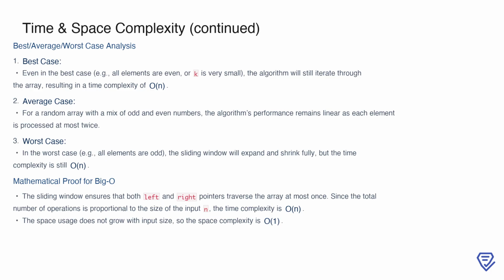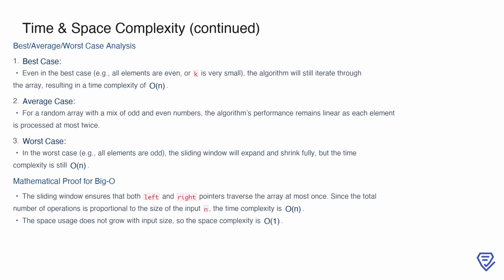In the best case, such as when all elements in the array are even or when k is very small, the algorithm still traverses the entire array, giving it a time complexity of O(n). For the average case, where the array contains a mix of odd and even numbers, each element is processed at most twice, once during expansion and once during shrinking, so the performance remains linear. Even in the worst case, where all elements are odd, the sliding window expands and shrinks fully, but the total number of operations is still bounded by O(n).